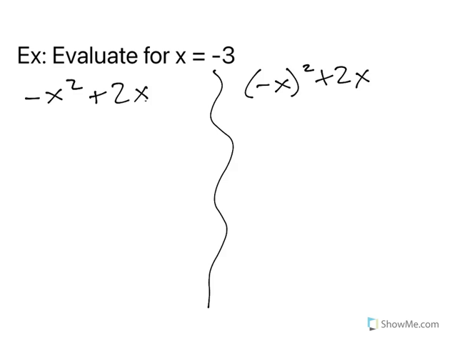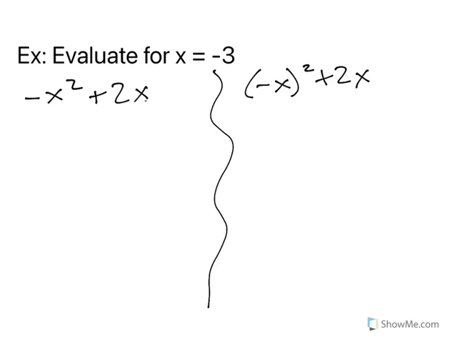The last two I want to compare, okay? I want to do both of these with an x value of negative 3. Now, I want you to notice the difference. The difference is that on the left, our x squared does not have parentheses around it, and on the right, it does. And that's a huge difference, okay?